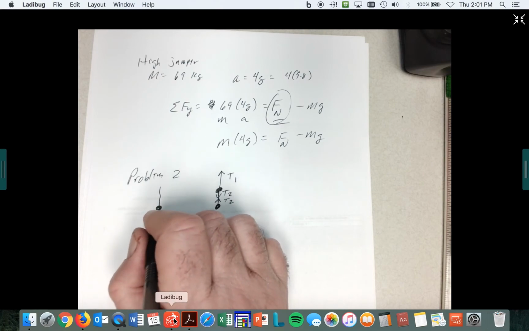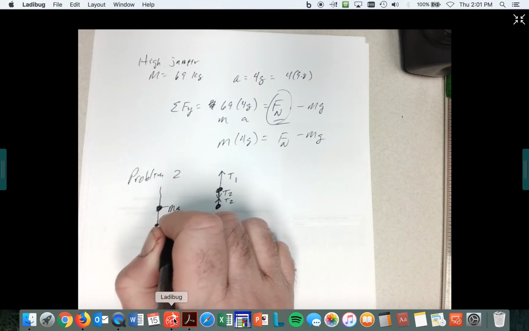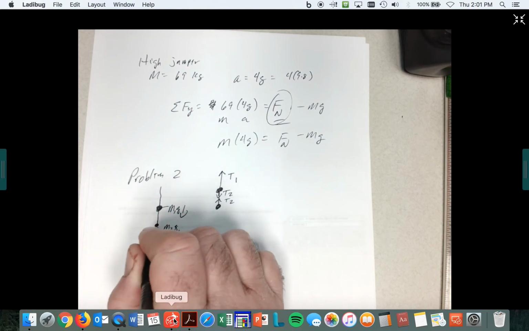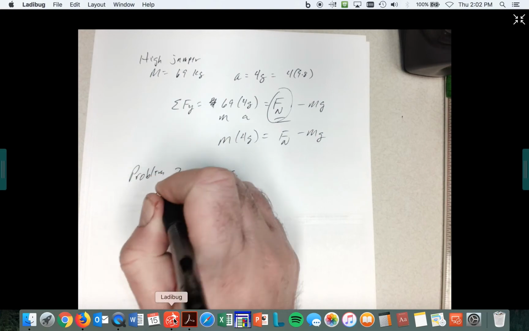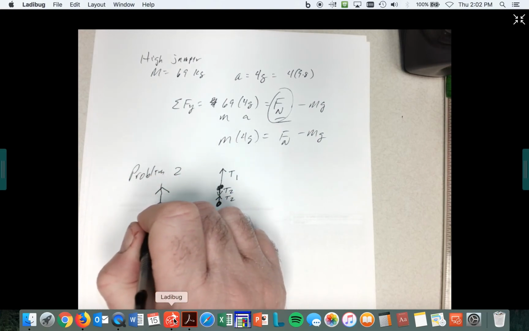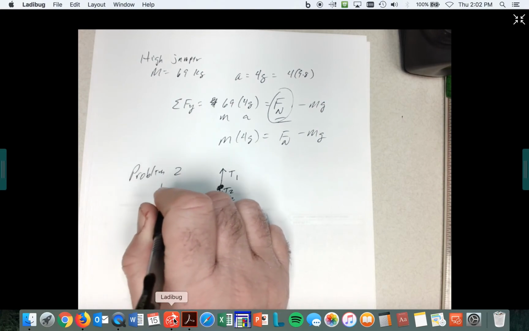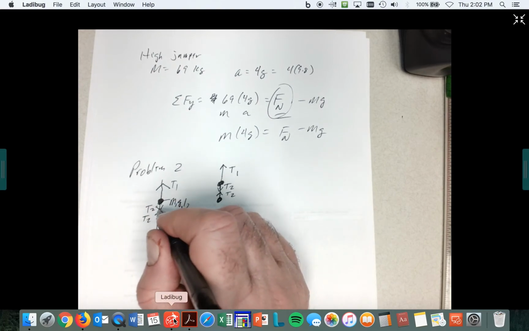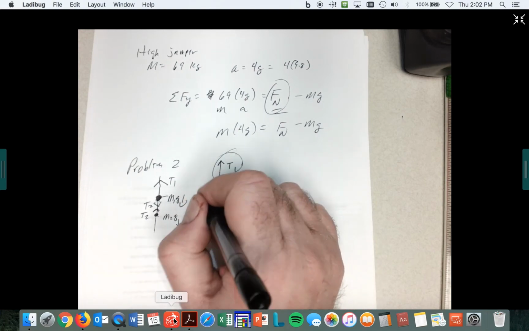All right. Now, you've got M1G going down this way. You got M2G going down this way from this guy. All right. You've got a tension going up here, and you got tension 2 here. This is T1. Because this person is pulling on the rope here, it's being pulled back with equal going up like that. All right.